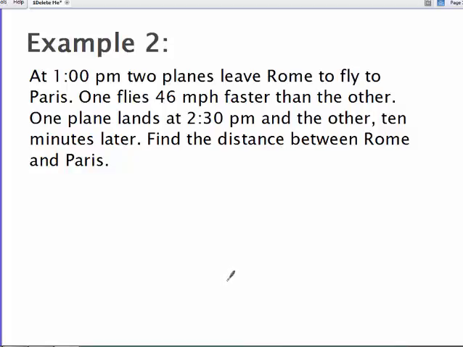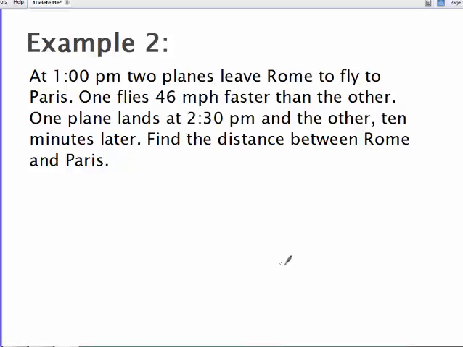For example 2, it says at 1 p.m., 2 planes leave Rome to fly to Paris. One flies 46 miles per hour faster than the other. One plane lands at 2:30 p.m. and the other 10 minutes later. Find the distance between Rome and Paris.